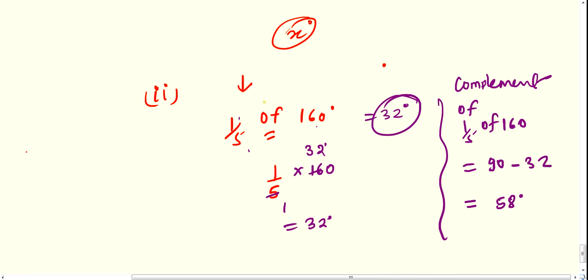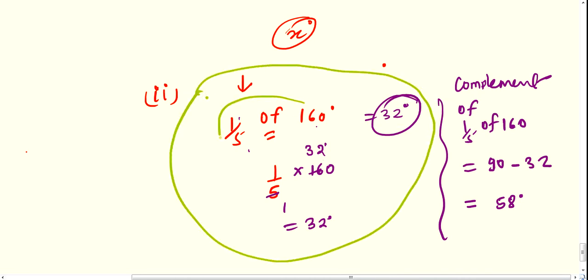First you will simplify this one. Then if complement is given, so you will subtract from 90. If supplement is given, then you will subtract from 180.